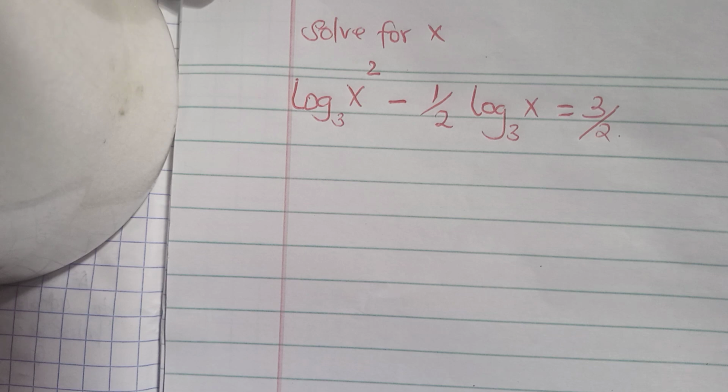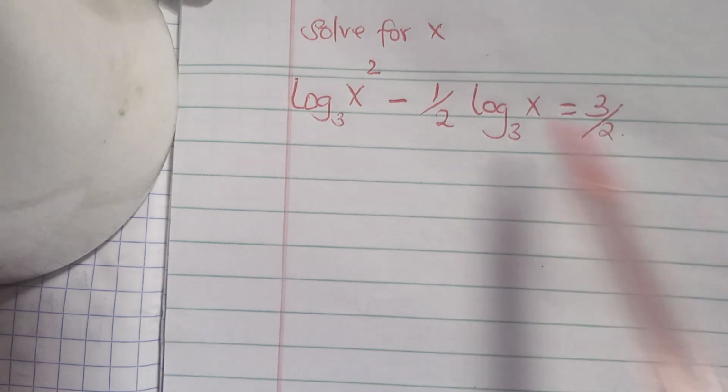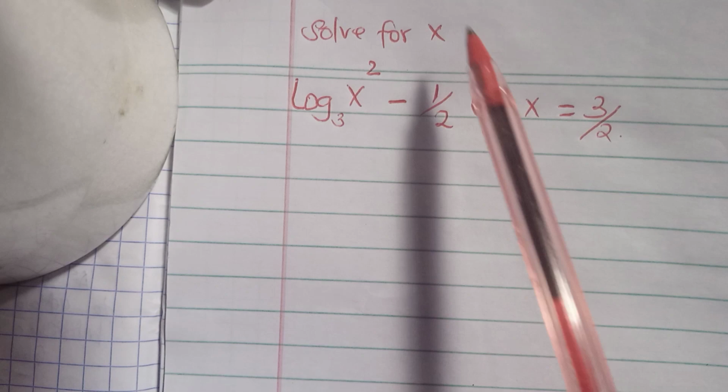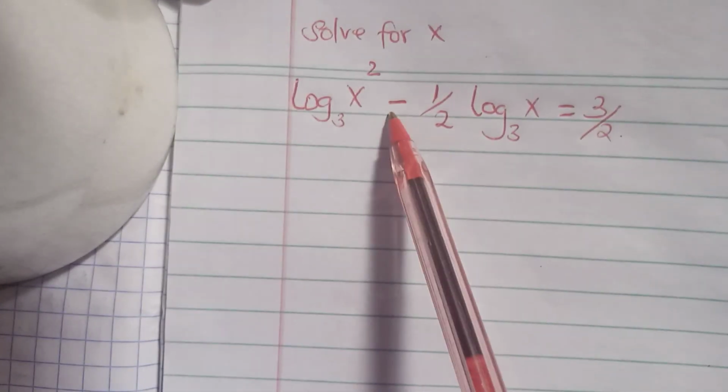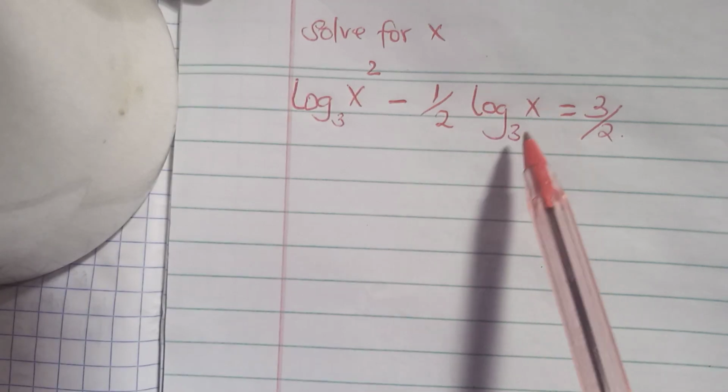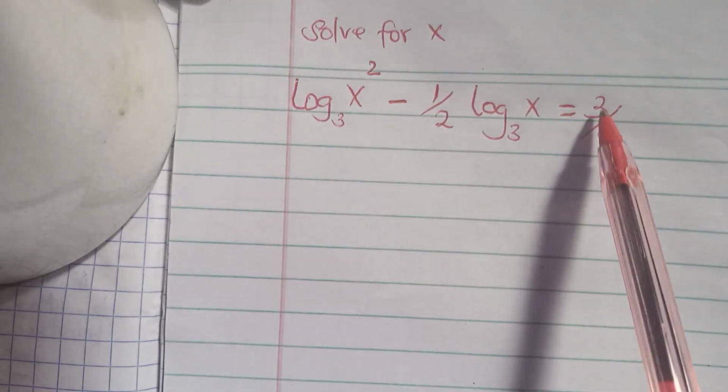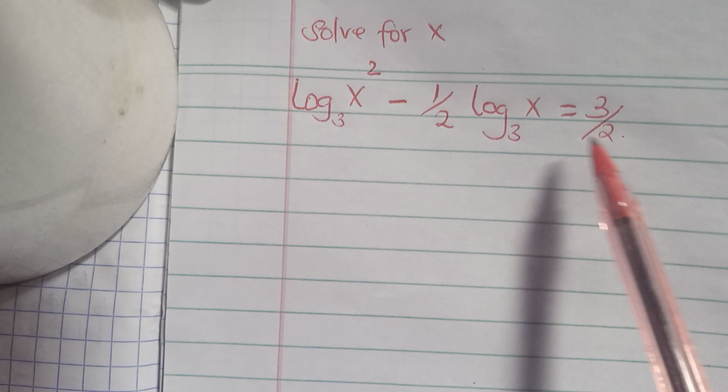So today I'm bringing you this nice logarithmic equation, and I want us to solve for the value of x, given that we have log x squared base 3 minus a half log x base 3 is equal to 3 over 2. I want us to solve for the value of x.